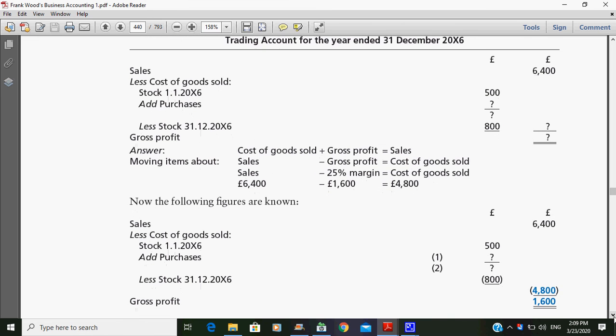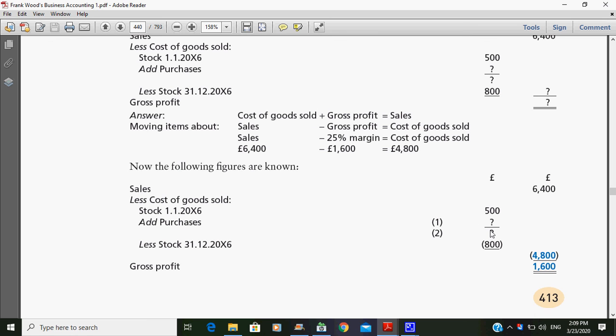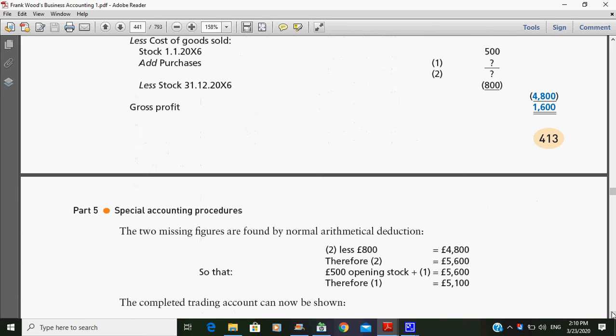Now, the following figures are known. These two, right? So how do we get this one right here? You have subtracted 800 from something to get 4,800, so what you're going to do is add 800 plus 4,800 to get the figure that should go right here. And that will give you 5,600. You'd have added something to 500 to get the 5,600, so you're going to subtract 500 from 5,600 to get 5,100. So your purchases figure would be 5,100. And here it goes.